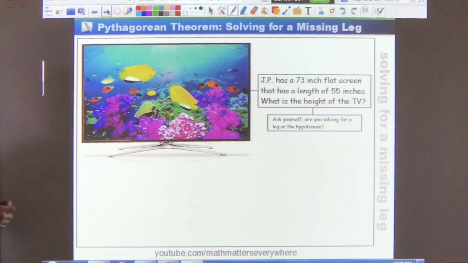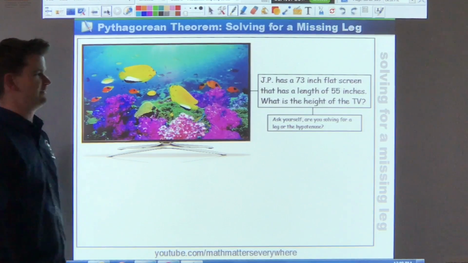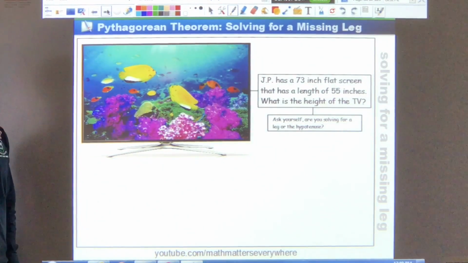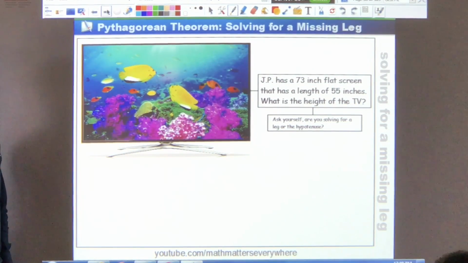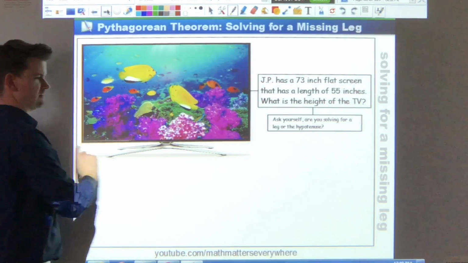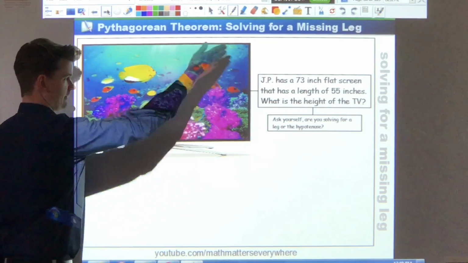Now, JP has a 73-inch, beautiful flat screen here that has a length of 55 inches. What is the height of the TV? If you remember from the video, Manuel, when we talk about a 73-inch flat screen, what are we talking about? The height, the length? We're talking about the diagonal.